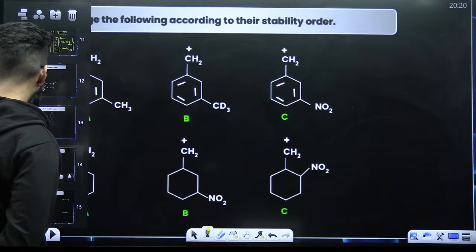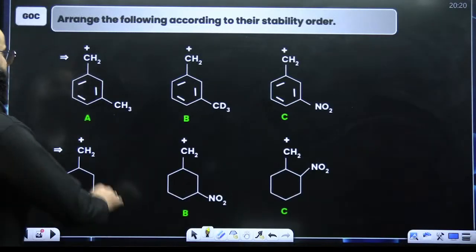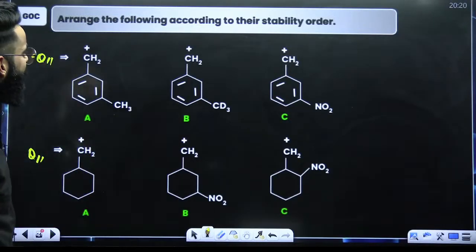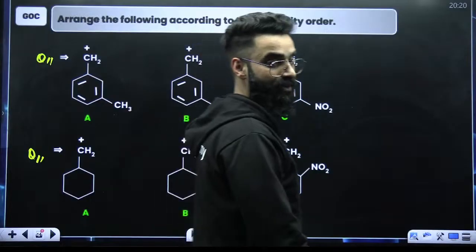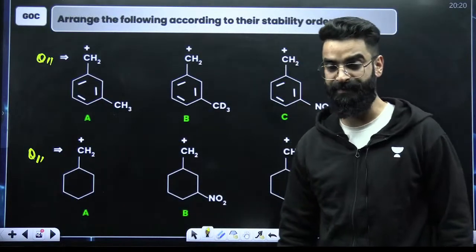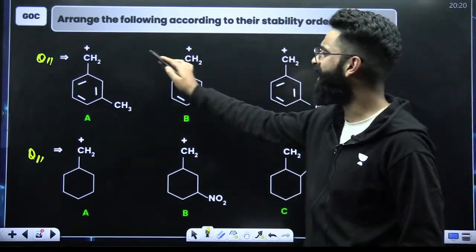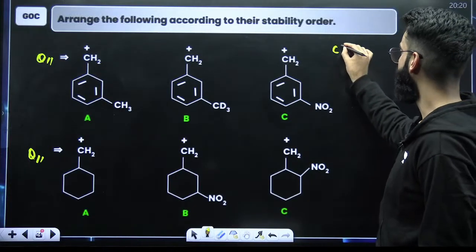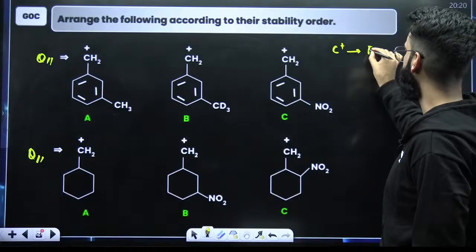All right. Look at this particular question, guys. These are again two more questions. Arrange the following according to their stability order. All of these are carbocations, right? And carbocations, you should know, are stabilized by electron donating groups.